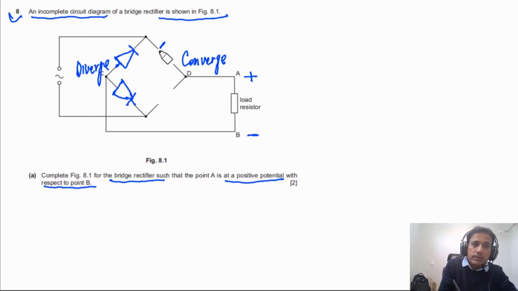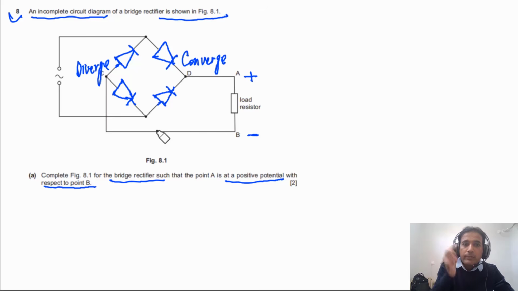Diverge. So here they have to converge. So this is how you can draw. They have to converge. So here also has to converge. So we can draw. They have to converge. But there shouldn't be any gap. So this is how you need to draw.